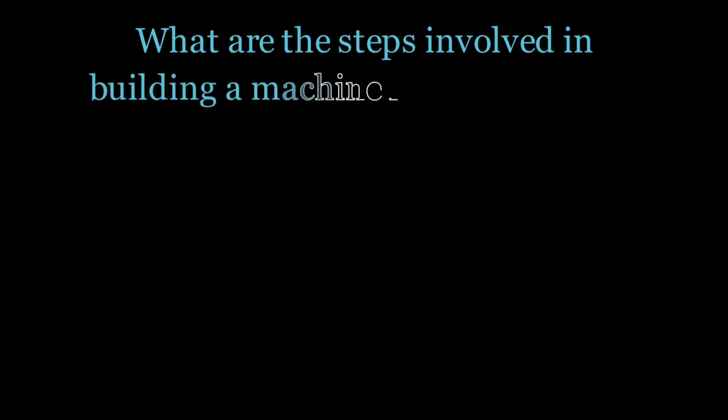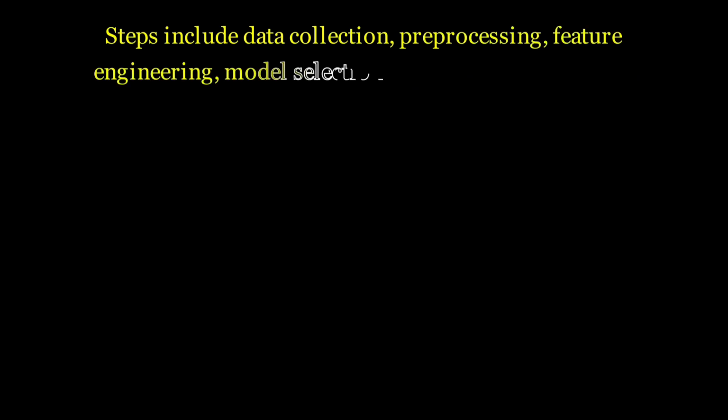What are the steps involved in building a machine learning model? Steps include data collection, preprocessing, feature engineering, model selection, training, evaluation, and deployment.